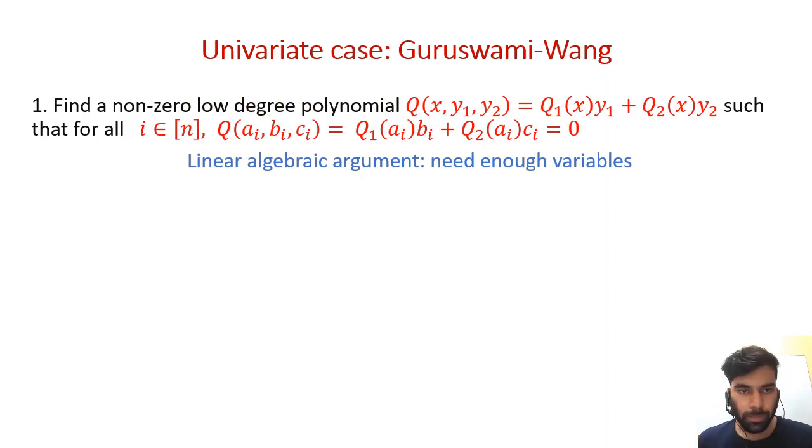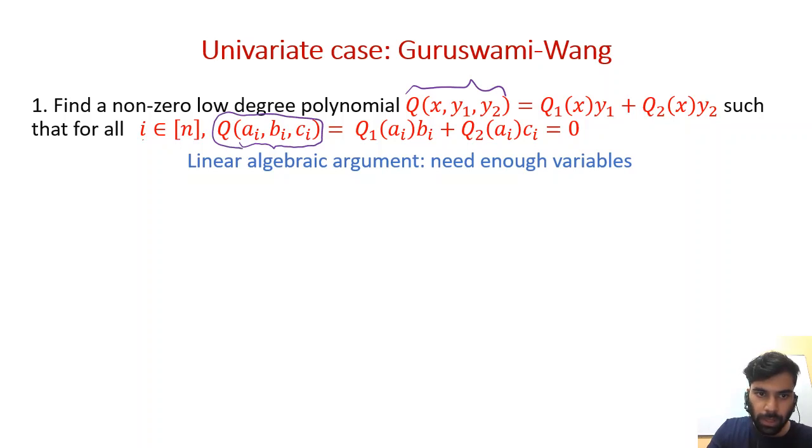So let's now understand what the Guruswami-Wang approach was to solve this question. The first step is a step which is commonly used in polynomial based decoding algorithms. That is, you find a non-zero low degree polynomial Q which explains the data. What do I mean by that? I mean that when you look at the word r that you have, and when you plug in a_i, b_i, c_i for all i in n, this polynomial vanishes. So in that sense it explains the data. And this is just a plain linear algebraic argument. You need enough variables so that you find a non-zero polynomial which does that.